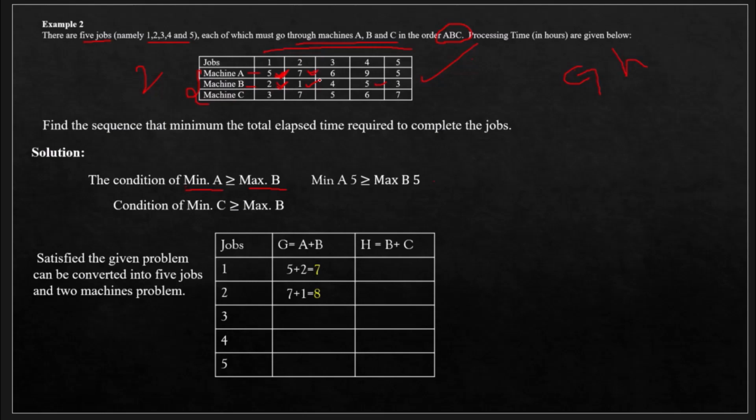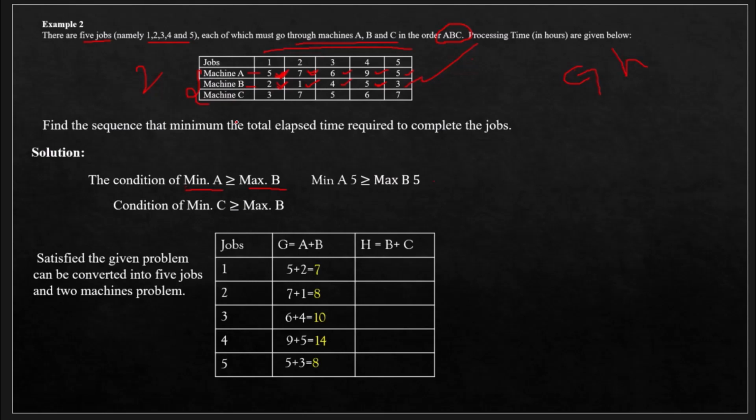7 plus 1 is 8. Next we have 6 hours and B machine 4 hours. 6 plus 4 we have 10, and next we have 9 hours and then 5 hours in the B machine. So 9 plus 5 is 14, and the last we have 5 hours plus 3 hours. 5 plus 3 is 8 hours. So these are the processing times for G machine. And next we'll go with H machine.